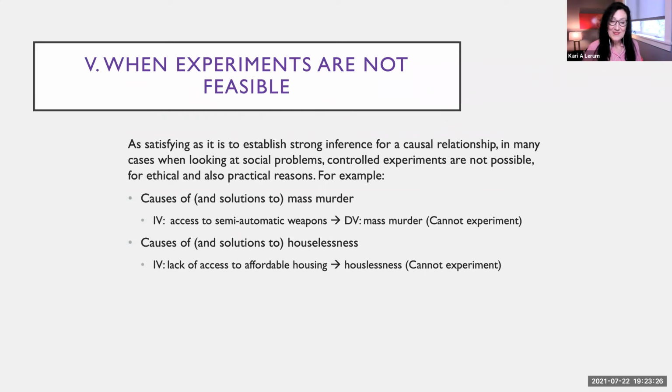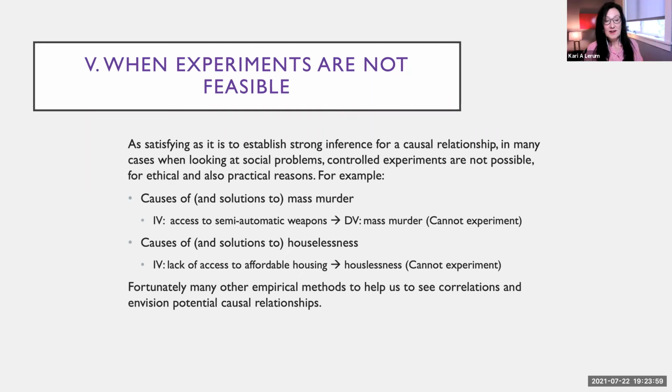So a number of cases like this. Another one is you want to understand the causes of and solutions to homelessness or houselessness. With correlational studies, we can see that places that have a lack of access to affordable housing also have a high rate of houselessness. Can't do an experiment on this because you would have to manipulate the independent variable. You can't give some people access to affordable housing and then take it away from other people and then just watch to see if they become homeless or not.